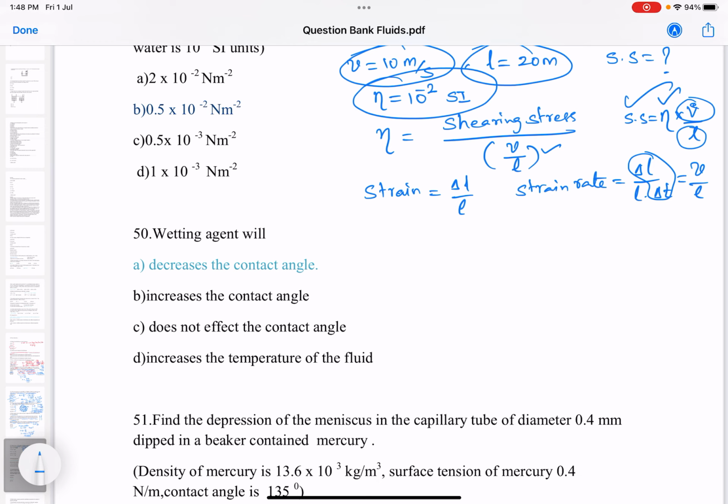A wetting agent will decrease the contact angle. Direct question, we have discussed already in the classroom.